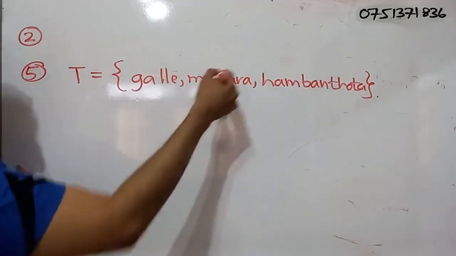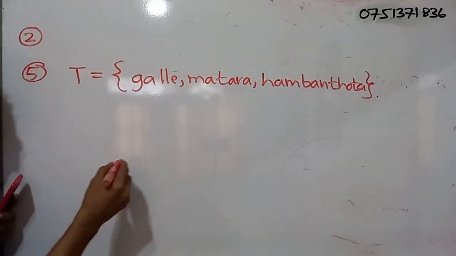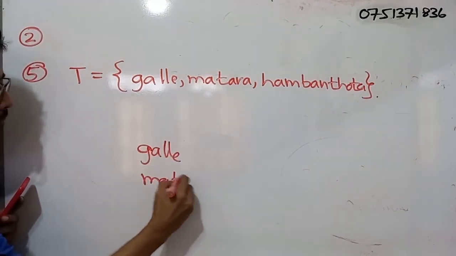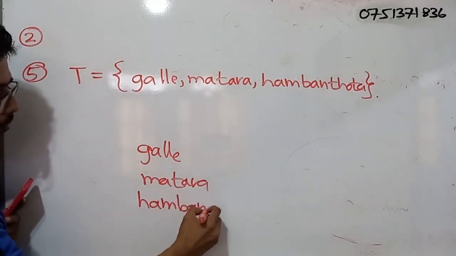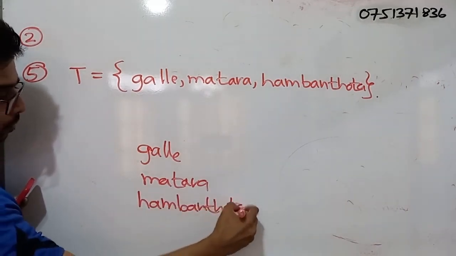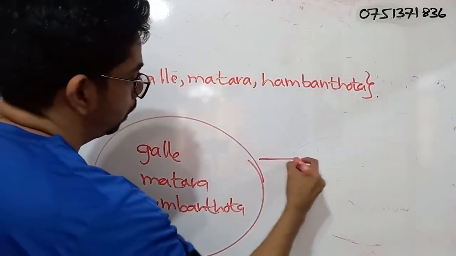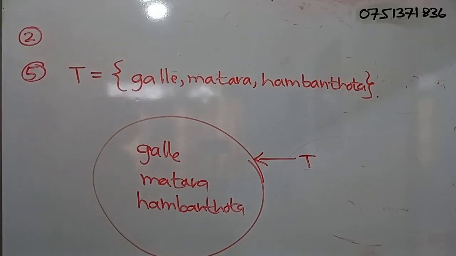So now we have to represent this using a Venn diagram. So Galle, Matara and Hambantota. Right? So draw a circle, right? Then name it T. Okay, so that is the end of question number 2.